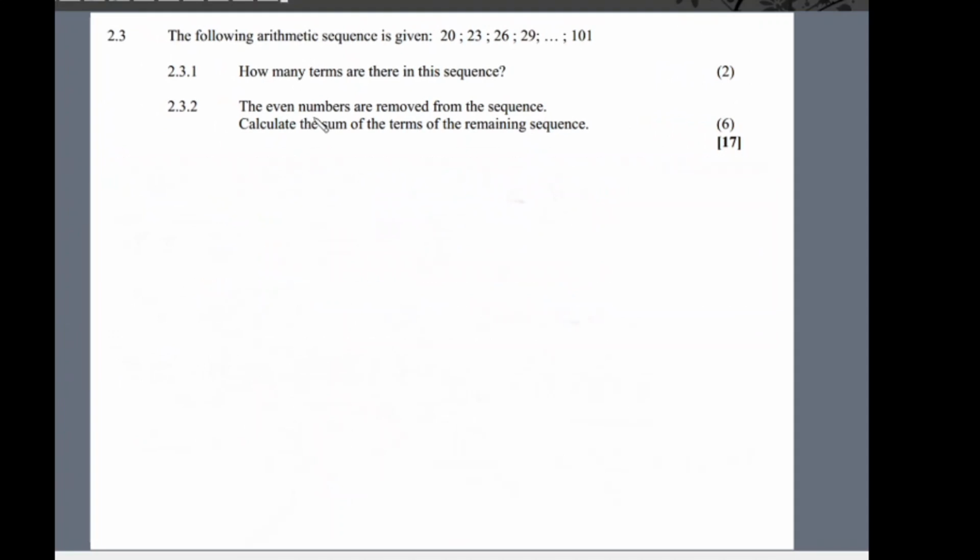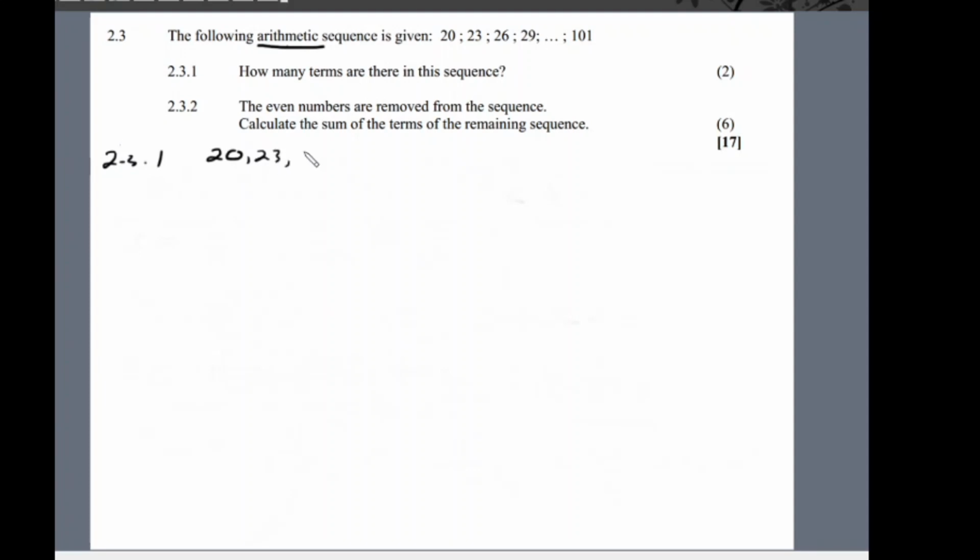Question 2.3: the following arithmetic sequence. They tell us that we have an arithmetic sequence, given by those numbers. Immediately you must think of the common difference, right? So we have a common difference there. But how many terms are there in the sequence? So in 2.3.1, because we have an arithmetic sequence, we must calculate the common difference.